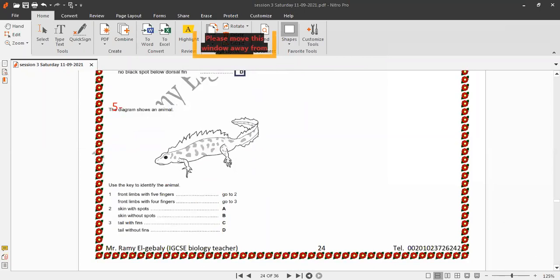Okay. Front limbs with 5 fingers. Front limbs with 4 fingers. It's 4. It's 4. So we go to 3. Front limbs with 5 fingers or 4? 4 fingers. Okay, go to 3. Tail with fins or tail without fins? It's without fins. So it's C. Yes, okay.